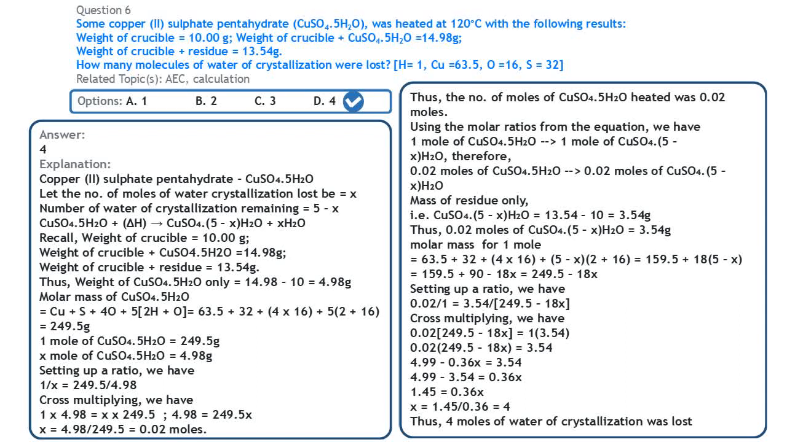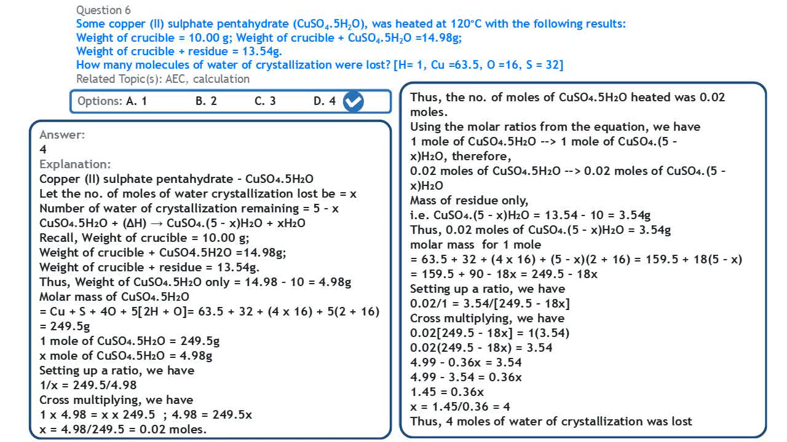To get the value of X here, we are going to divide both sides by 249.5, and that will give us 0.02 moles. So that means there's 0.02 moles of this substance A in this. So the number of moles of the substance A that is heated was 0.02 moles.